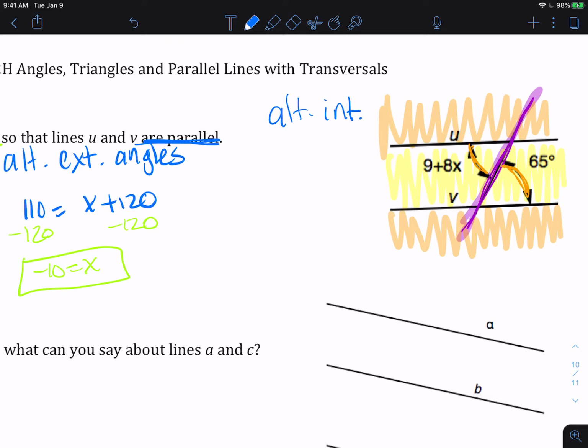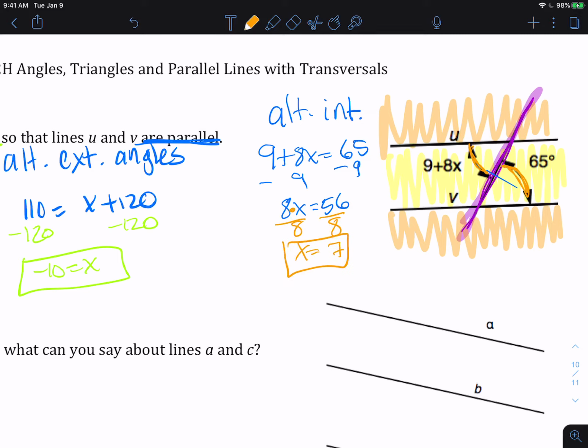Okay? Now notice we don't have parallel lines given to us, right? There's no arrows on u and v that show that they're parallel. So that means that if I have these two angles equal, then they will be parallel lines. So if I set 9 plus 8x equal to 65, that will get it so that u and v are parallel. So I'm going to subtract 9. We get 8x equals 56. So I want to undo multiplying, and we undo multiplying with dividing. So we get x is 7.